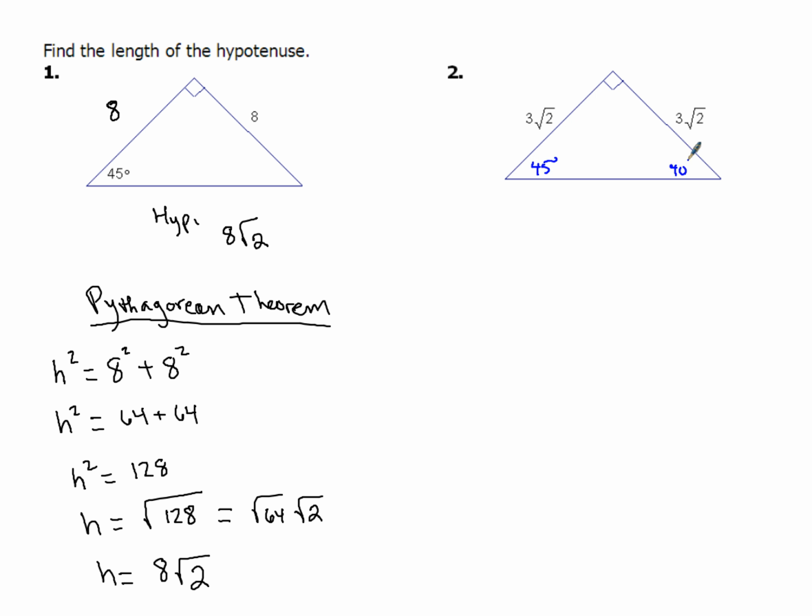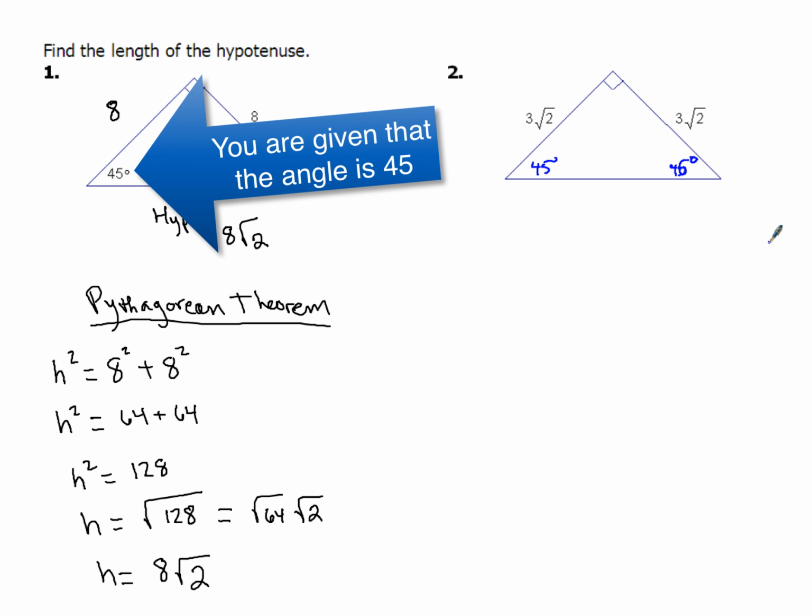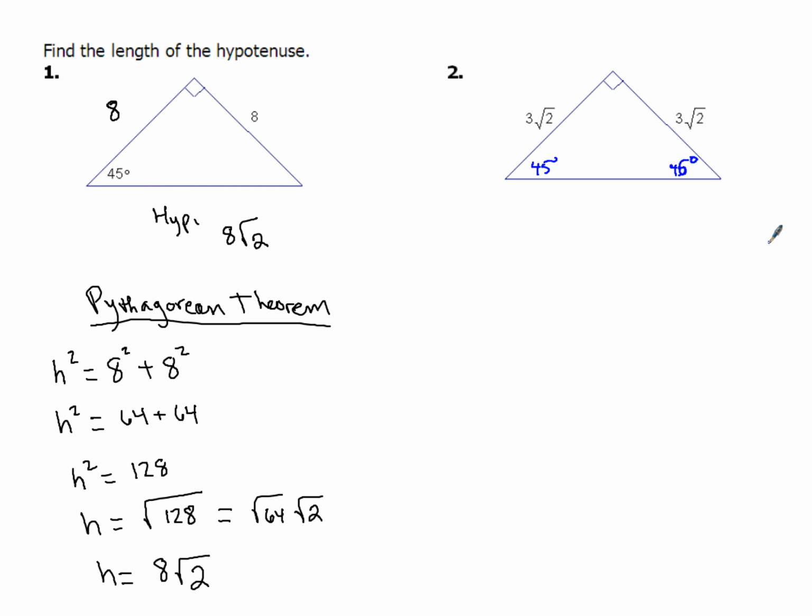So sometimes you'll get a picture where they'll tell you that the angle is 45 degrees, like in example 1, and other times you'll have to pick that apart from the diagram and see that both legs are marked the same, like in example 2. So let's go ahead and get after this one.